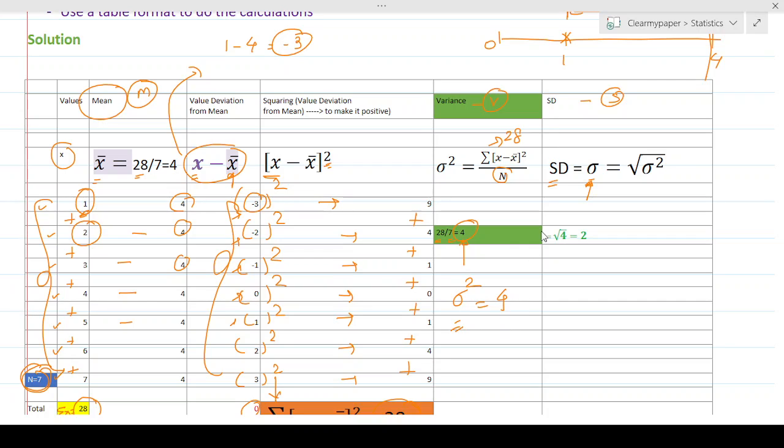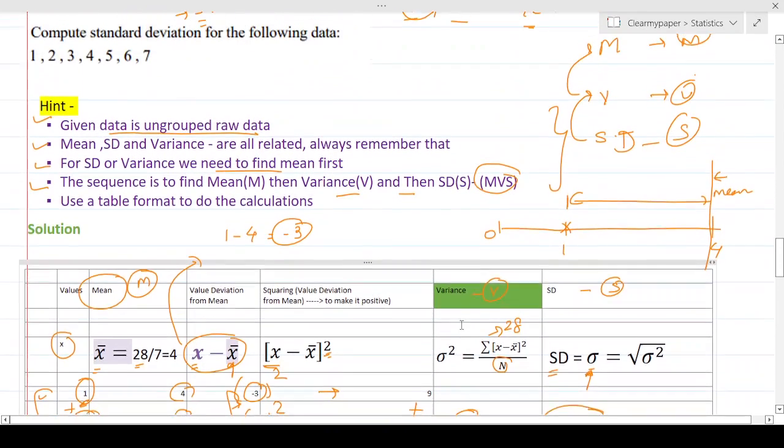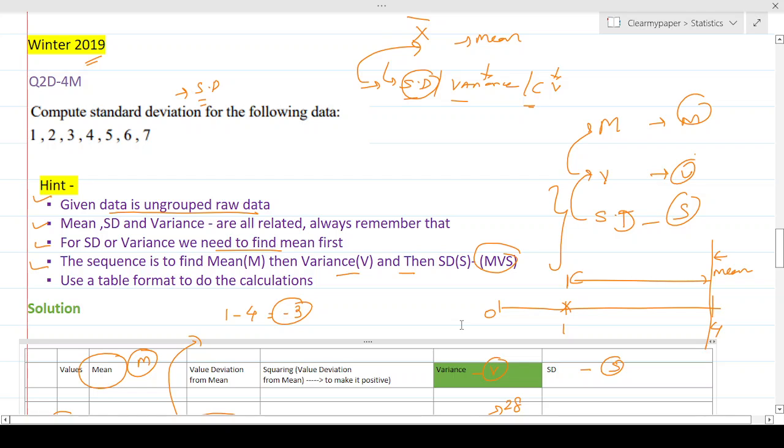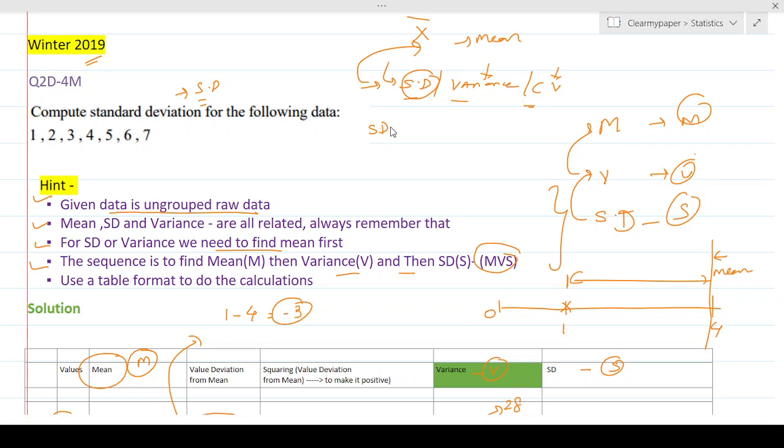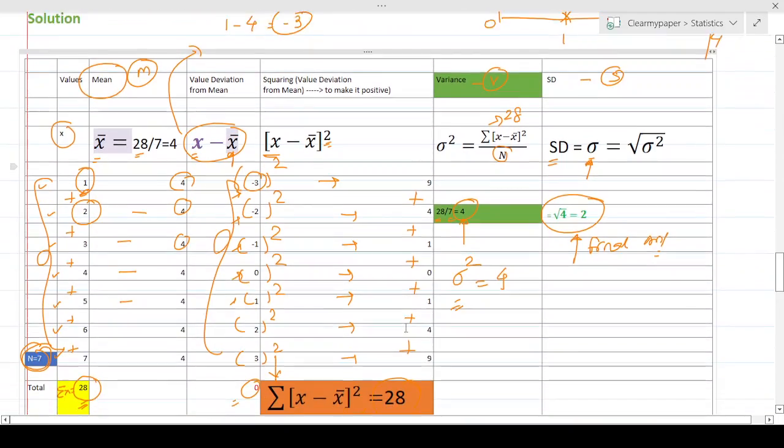In this case, we're going to take the square root of 4, which is 2, and whatever you see in green is your final answer. So the answer to this question, when they ask you to find the standard deviation, is 2. That's your final answer. So that's how you secure your 4 marks.